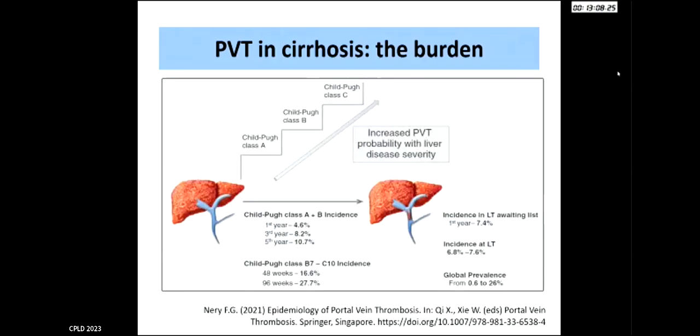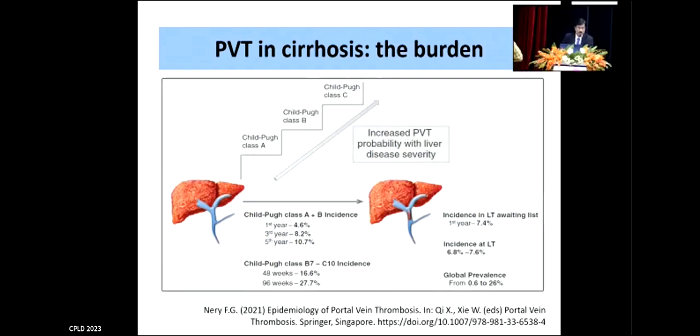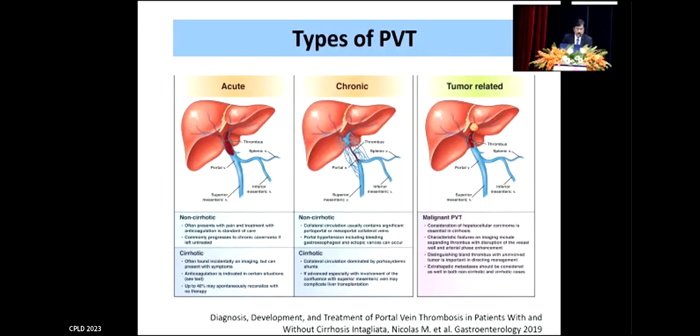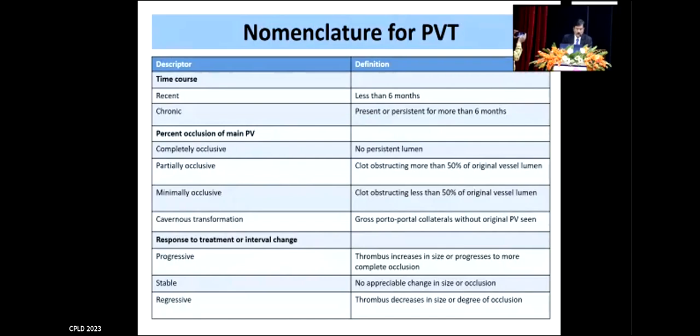And as the disease progresses from Child A to Child B to Child C, the incidence of portal vein thrombosis increases. So it is directly proportional to the severity of underlying liver disease. Now, when we talk of portal vein thrombosis, we usually talk about acute PVT, chronic portal vein thrombosis, and we have an entity of tumor-related portal vein thrombosis. That is not really my talk today. My talk is mostly related to acute and chronic portal vein thrombosis, how they manifest and what happens.